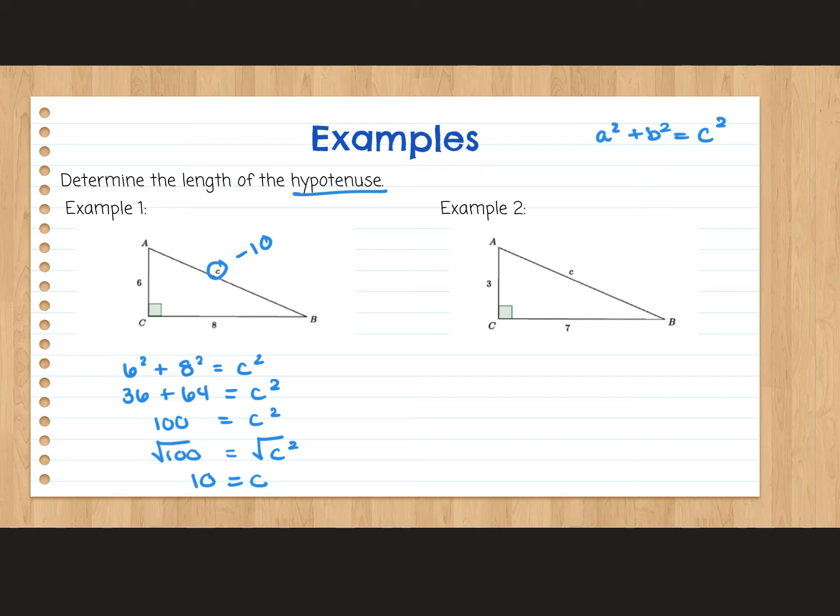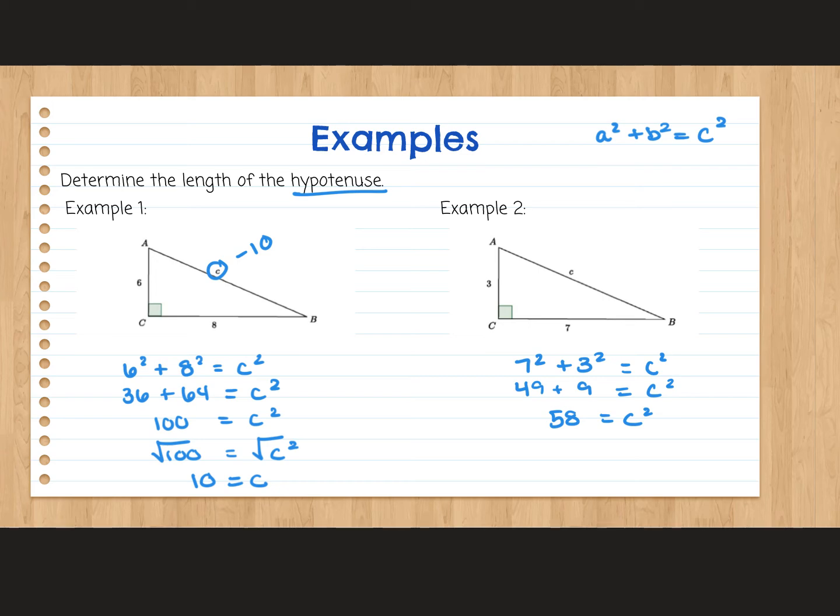Same here for example 2. We have 7 squared plus 3 squared. And I did that to show it doesn't matter which one is going to be your A and B for your leg, but your hypotenuse will always be your hypotenuse, and we'll see in some examples. So we have 7 squared, which is 49, plus 3 squared, which is 9, is equal to c squared. We have 58 equal to c squared.